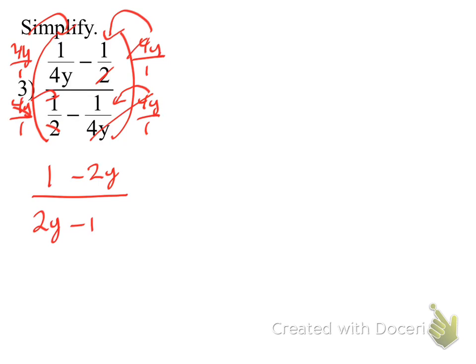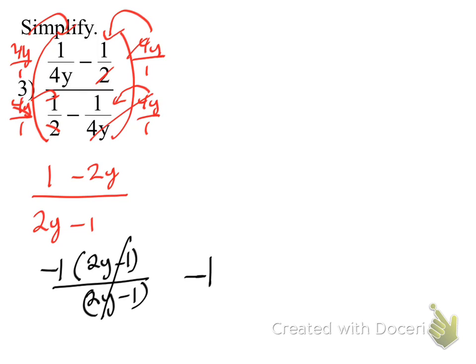Yes? I did something different, but I'm just asking if it always works. I could factor out a -1, and then I'm left with 2y minus 1. And on the bottom, I'm 2y minus 1. And these two cross cancel, so the answer is -1.